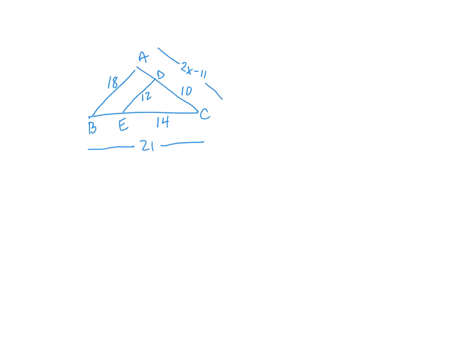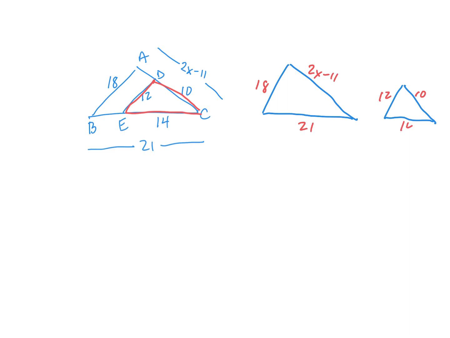and that's all they want you to find is x. So the easiest way to look at this problem's not going to give you a congruency statement, but all of them are the same, and you can pull them out to where you have the big guy and the little guy. And the little guy is this guy right here. Do you understand that? And the big guy is the whole thing. So now let's just look at the big guy. The big guy has a 2x minus 11 up there, has an 18 over here, and has a 21 over here. The little guy has 10, 12, and 14.